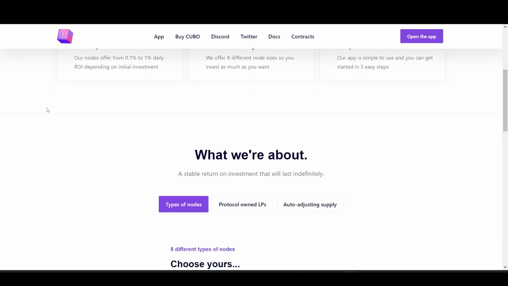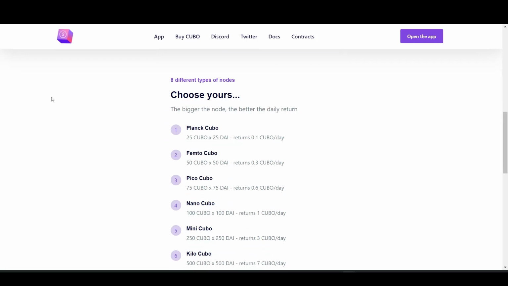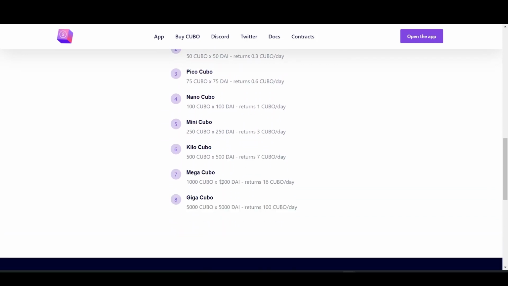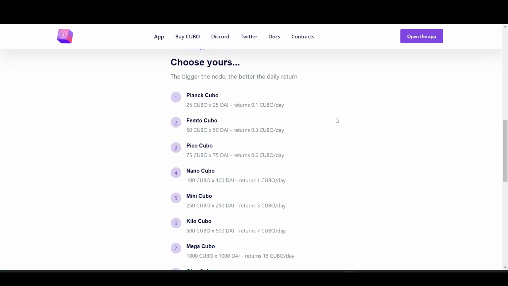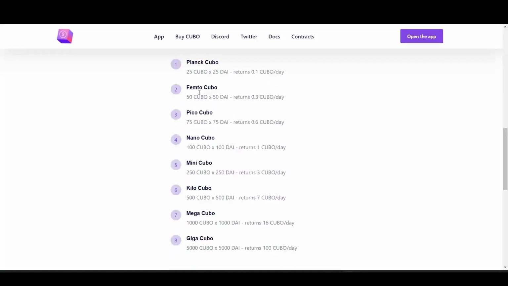As we scroll down, we see their nodes. They have up to 8 different nodes to choose from. And the way that you buy a node, they call it minting. The way you mint a node is you have X amount of CUBO for a node, plus you need to buy X amount of DAI to be able to mint a node. So if you see here, Plank CUBO, you need 25 CUBO and 25 DAI. We'll do the math and we'll go over the numbers afterwards. Femto CUBO, you need 50 CUBO, 50 DAI.